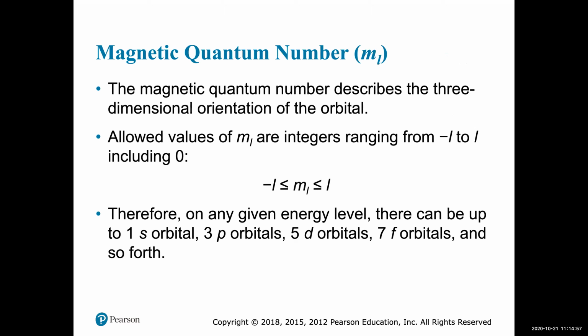The third quantum number is the magnetic quantum number, and that's m sub L. And this describes the three-dimensional orientation of the orbital. The allowed values, once again, are integers, and they range from minus L to plus L, including 0. So in other words, for the s orbital, we have 1 value for the magnetic quantum number. For the p, we have 3 orbitals. d, we have 5, 7 for f, and on down the line.